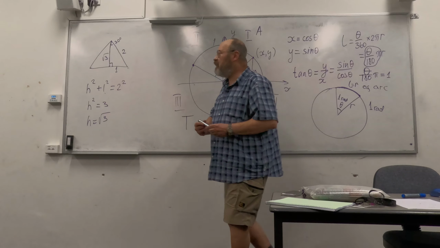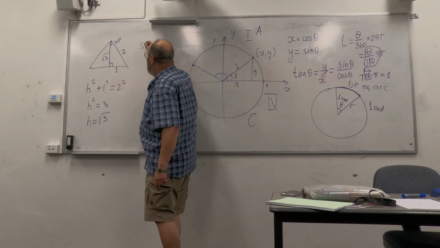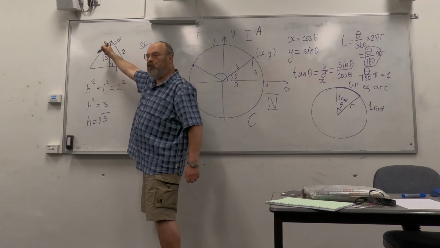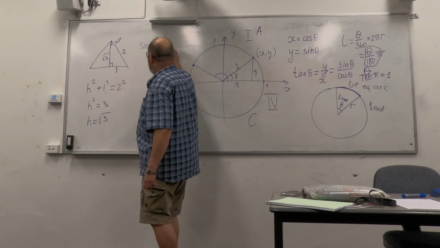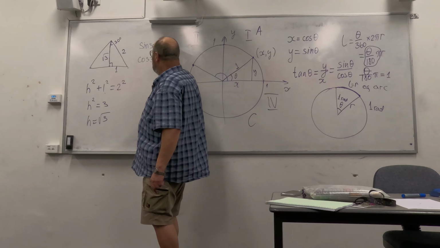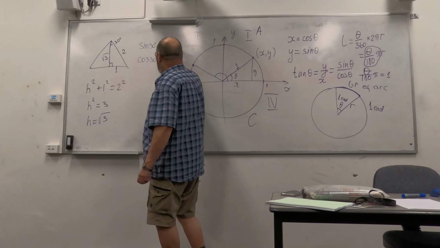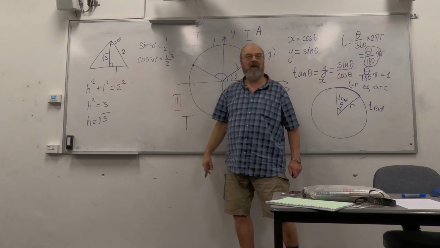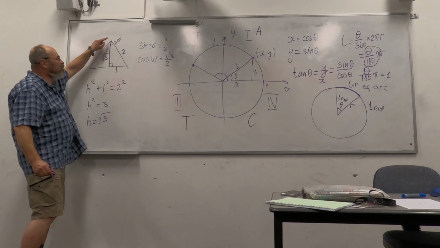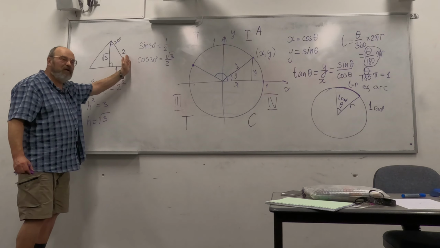As this is 30 degrees, this is the opposite side. So what does sine 30 equal? Opposite 1 over hypotenuse 2, so 1/2. What will cos 30 degrees equal? Cos is adjacent over hypotenuse. Adjacent to 30 degrees is root 3, and the hypotenuse is 2. Root 3 on 2.